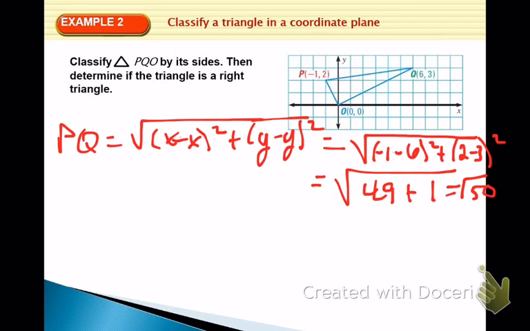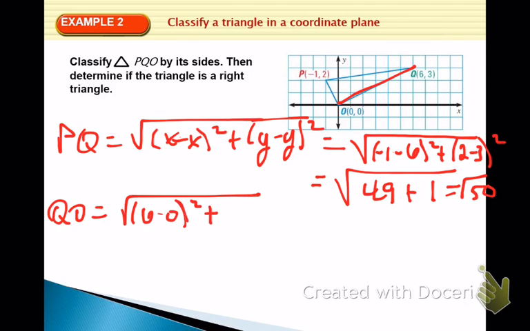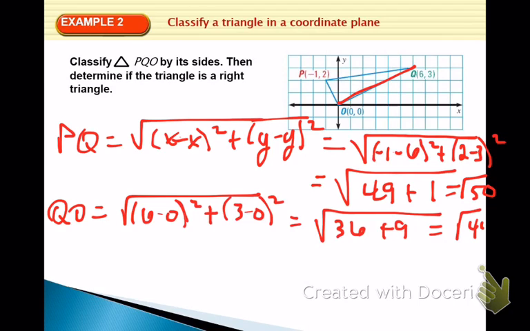So for OQ, or QO, however you want to name it, subtract the x's. The x's are 6 and 0, and then square them. Subtract the y's. The y's are 3 and 0, and then square them. And so 6 minus 0 is 6. 6 squared is 36. 3 minus 0 is 3. 3 squared is 9. So we get the square root of 45.